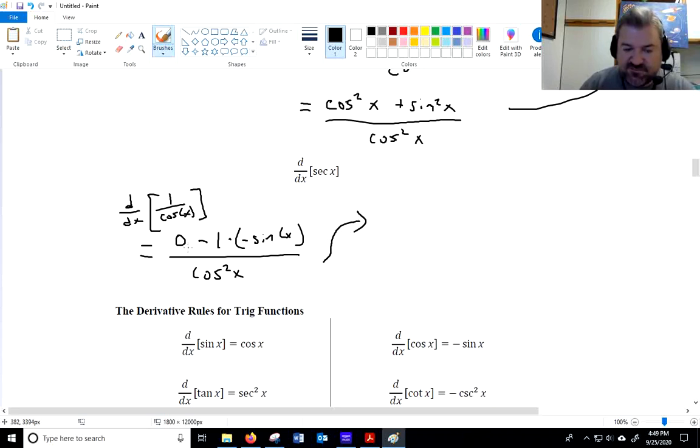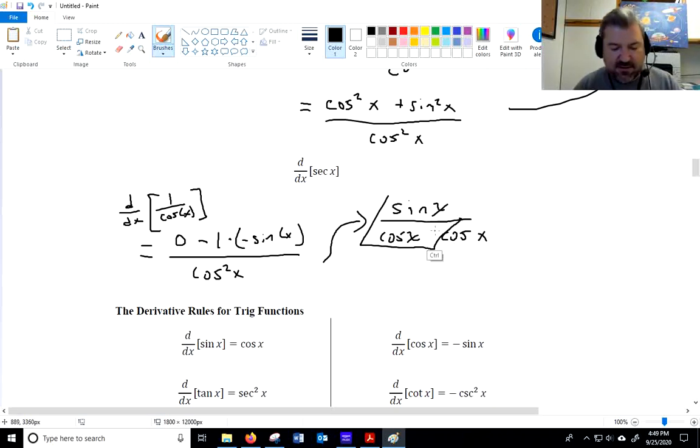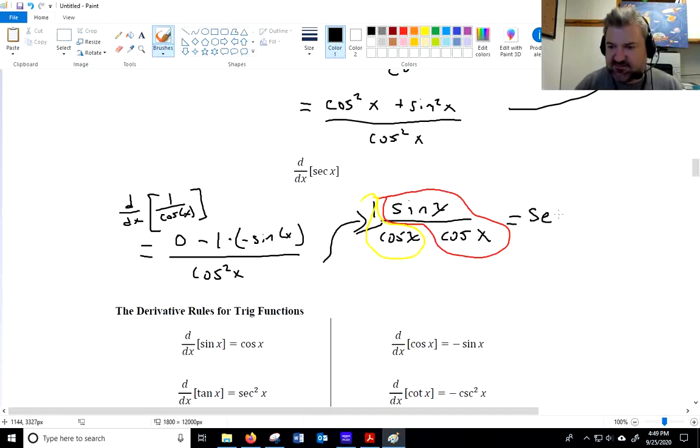All right. So that becomes 0 minus 1 times the negative sine. That is a 0 plus sine x. So this is sine x over cosine squared x. I'm going to write it as cosine x, cosine x. Actually, I could do it either way, but I want to match the way I usually write it for formulas. This puppy here is tangent of x. This is secant of x. So the answer for our derivative is secant x tangent x. So the derivative of secant is secant tangent.